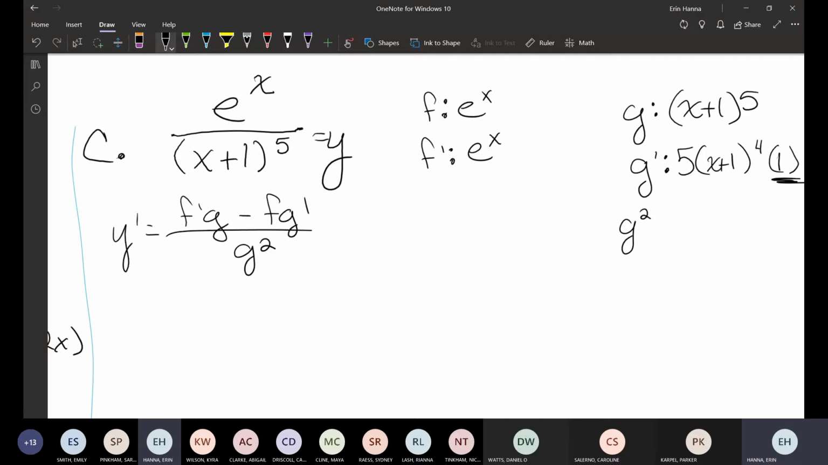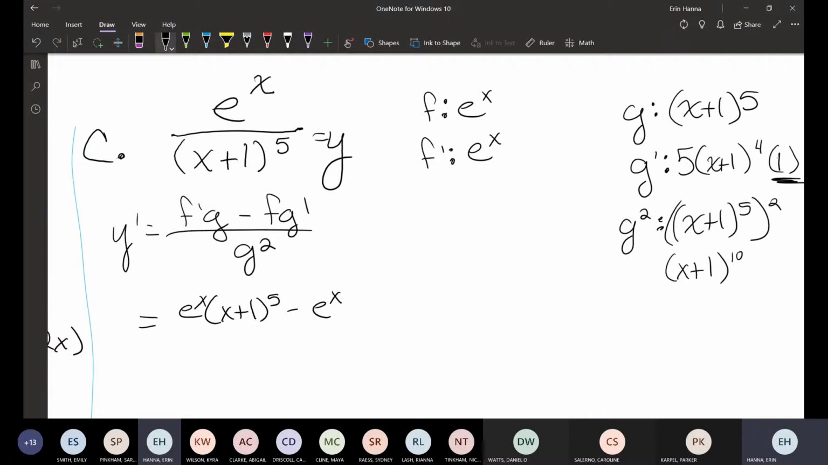So I always forget to put my g squared in my little chart thing. So that would be x plus 1 to the 5th all squared. I would personally take the 2 seconds it takes to rewrite that as x to the 10th, x plus 1 to the 10th. So we've got f prime times g minus f times g prime all over g squared. You could simplify this one a little bit. I would say just leave it.